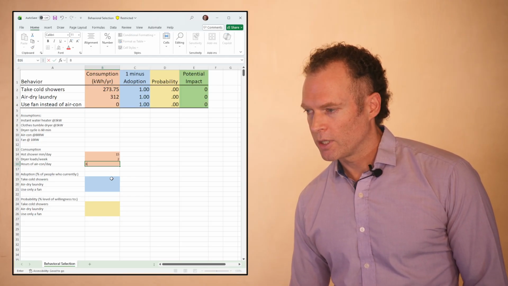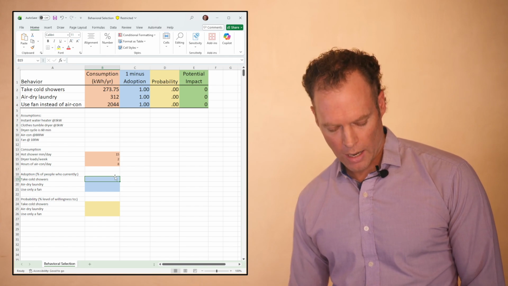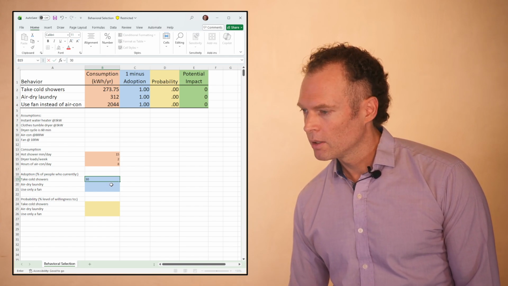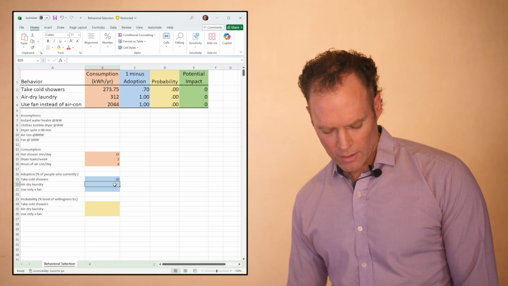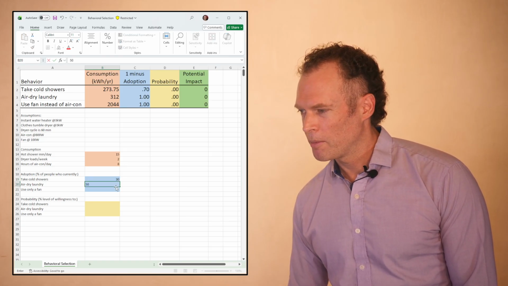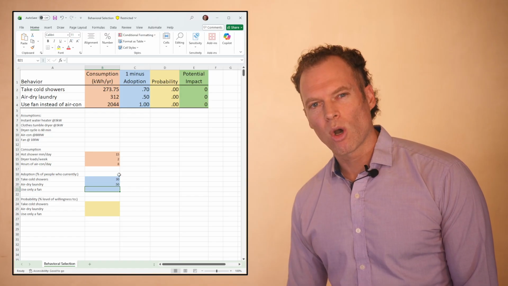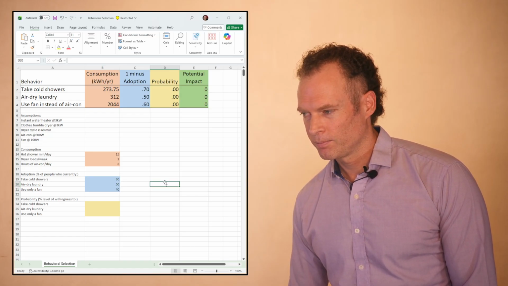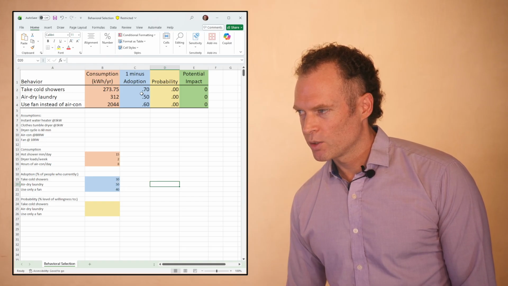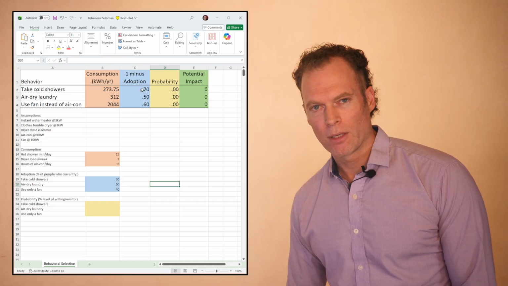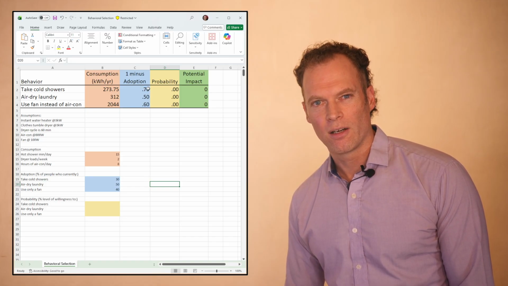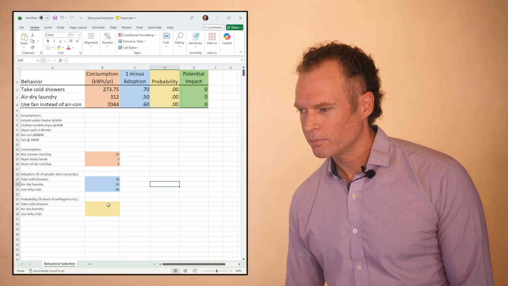Now let's look at the adoption, the percent of people who currently take cold showers. I'm going to put this at, let's say it's pretty low, 30%. Who air dry their laundry? I think that's somewhat moderate here in Singapore. Maybe 50% of people do that. Use only a fan. I'm going to put that a little lower, let's say 40%. And what you can see here is 1 minus adoption is the number I'm interested in, right? If very few people have adopted it, 30%, then 1 minus adoption is a higher number here, meaning it's better to target.